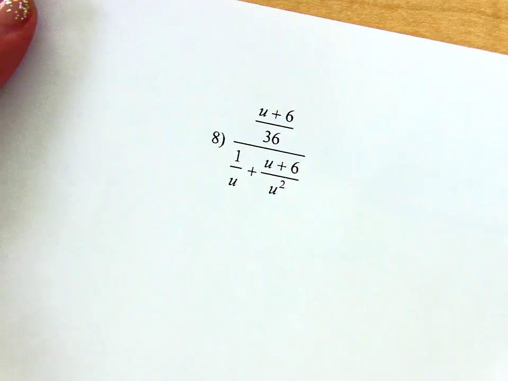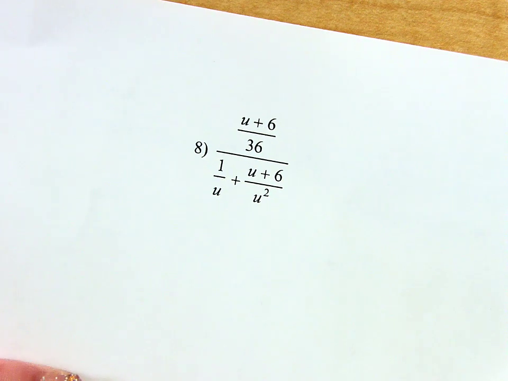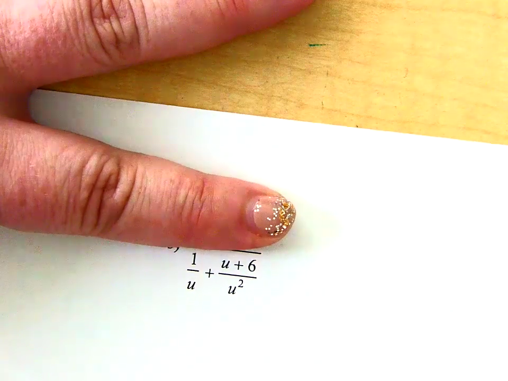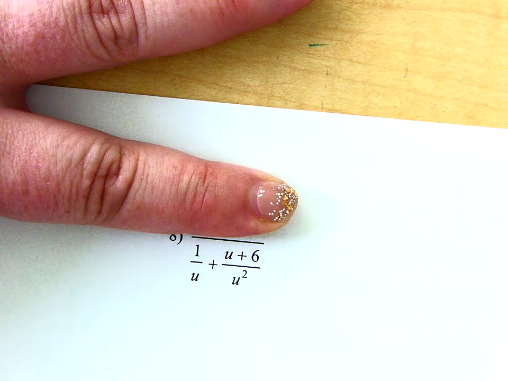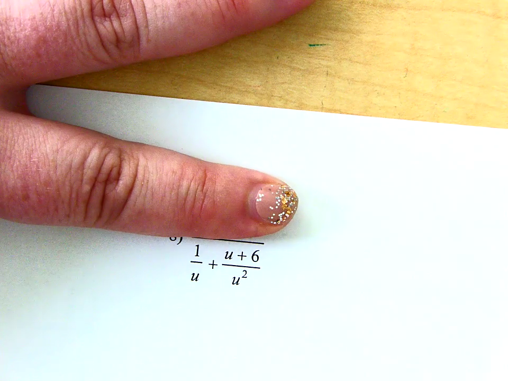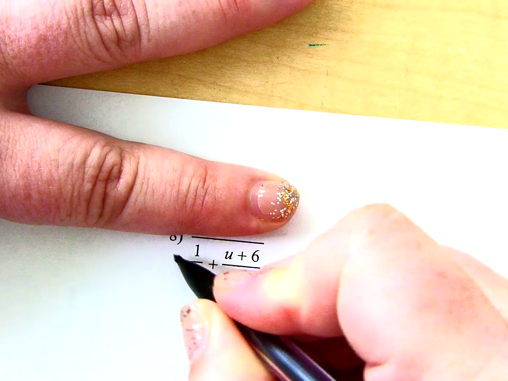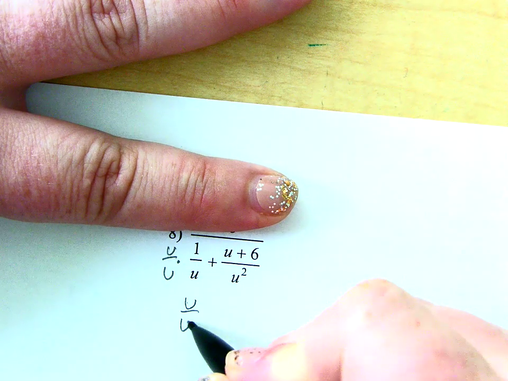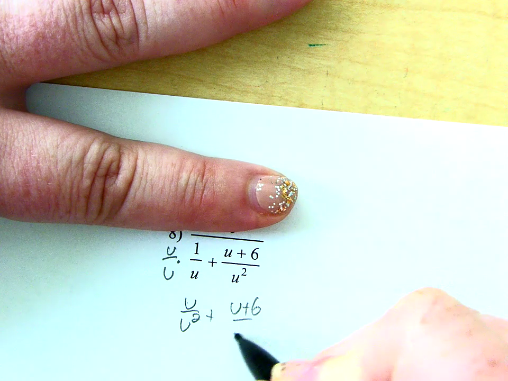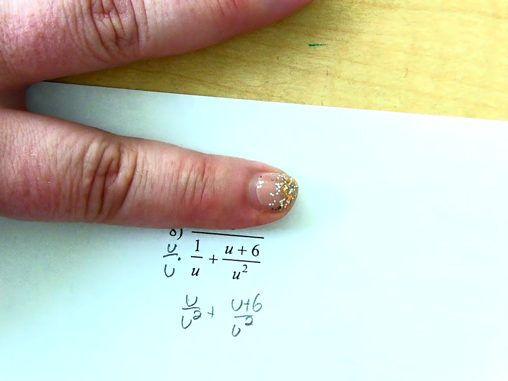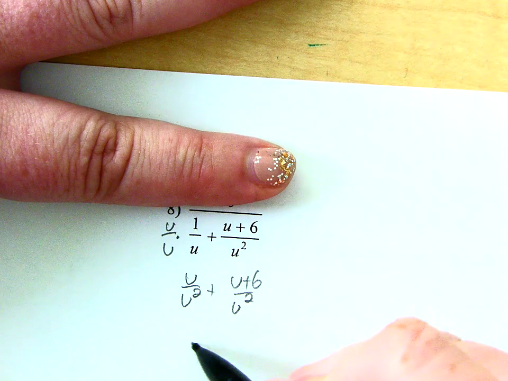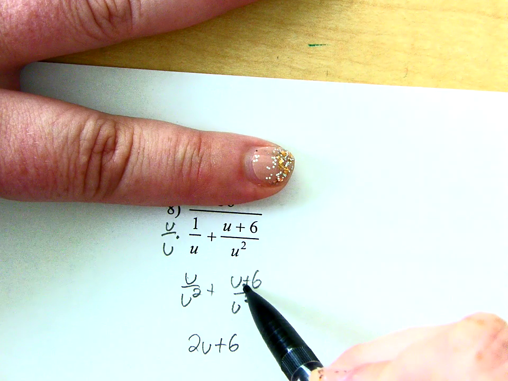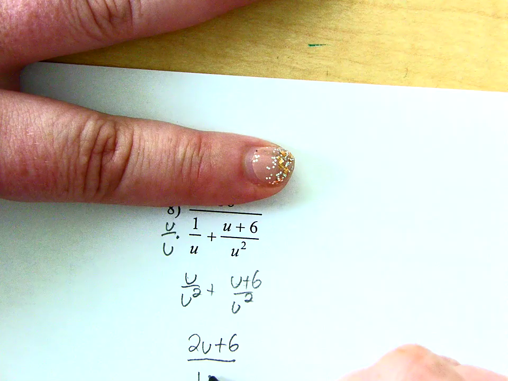All right, so 8 we are on. So the numerator is already a single fraction, so I don't have to worry about that. I just have to worry about my denominator. What will the common denominator be for these two? U squared, right? So this one just needs to be multiplied by u over u. So now I'm going to have u over u squared plus u plus 6 over u squared. So I actually get, you're just adding, right? So just 2u plus 6 all over u squared.